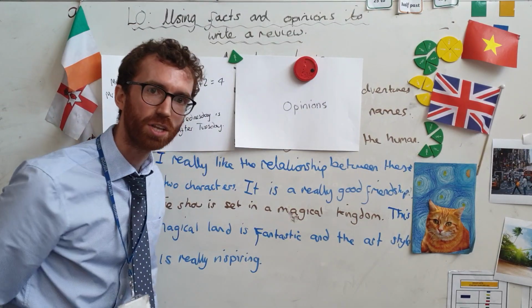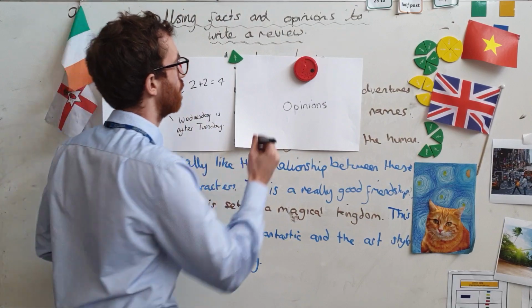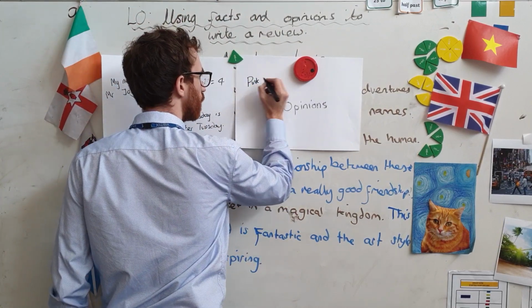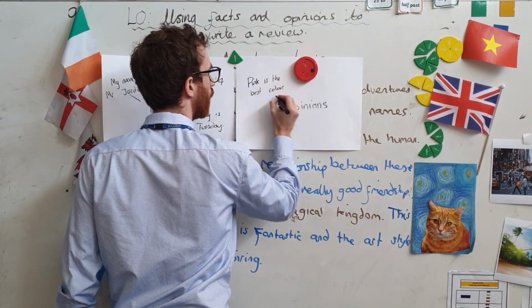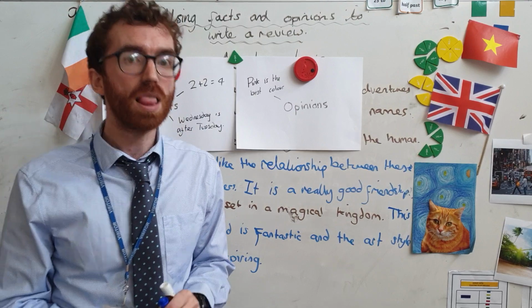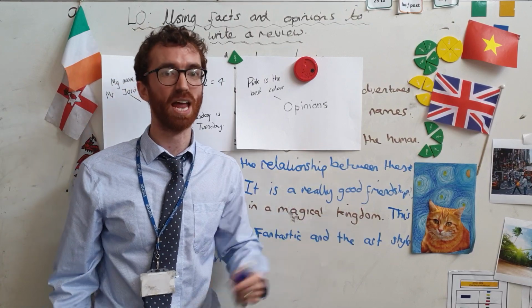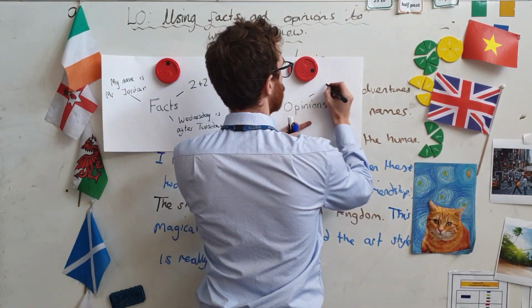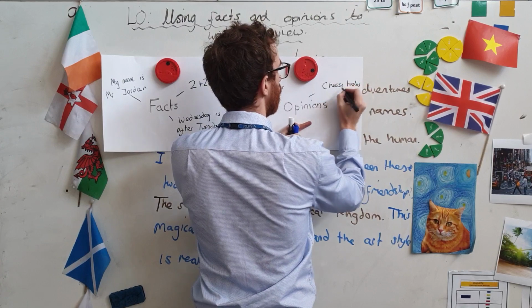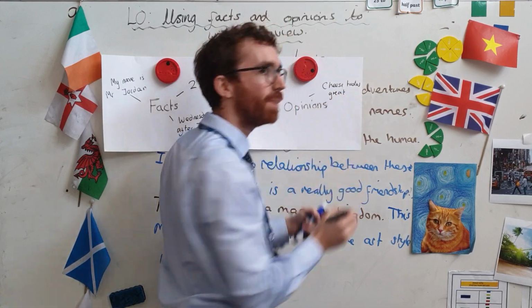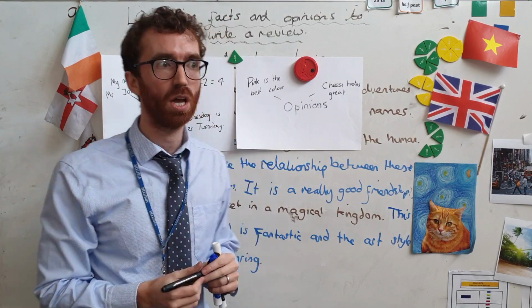So opinions, on the other hand, are things that might be true to yourself, but they're not always definitely true. So, for example, pink is the best colour. I think pink is the best colour. I love pink, it's a great colour. But someone else might not think pink is the best colour, so it's not definitely true in every situation. Cheese tastes great. That's what I think. I believe cheese tastes great. It tastes great to me, but it doesn't necessarily taste great to everybody else.